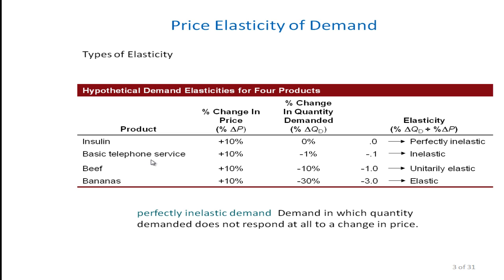How about beef? If beef goes up by 10%, we might expect the quantity demanded to go down by 10%. That's going to give us an elasticity of -1. We call that unitarily elastic. Why is that? Well, if the price of beef goes up, there are some substitutes. There's chicken, there's pork, there's fish, some other kinds of seafood. So if you want to eat meat, there are some substitutes.